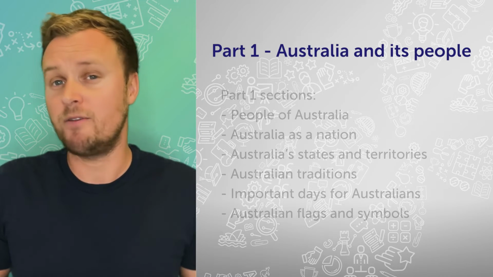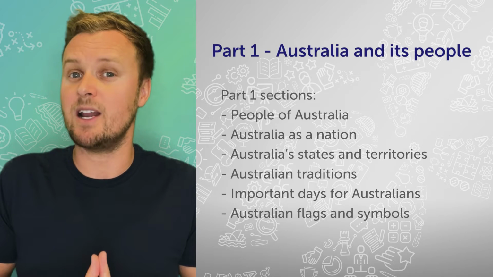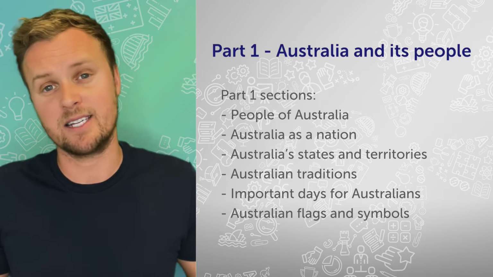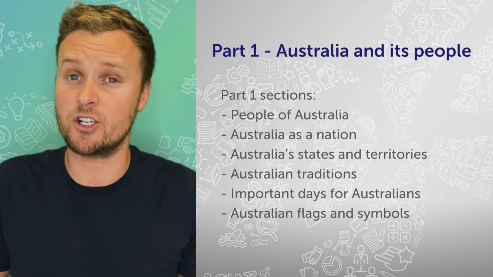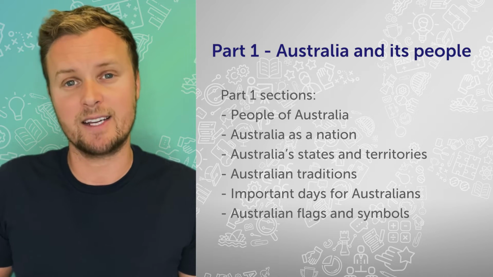So, this video will tell you everything you need to know about part 1, Australia and its people. We have divided this video in different sections, following the Australian Citizenship booklet. People of Australia, Australia as a nation, Australia's states and territories, Australian traditions, important days for Australians, and finally Australian flags and symbols. There are also timestamps provided in the video description, so feel free to skip to the sections you are more interested in. Alright guys, let's get started.